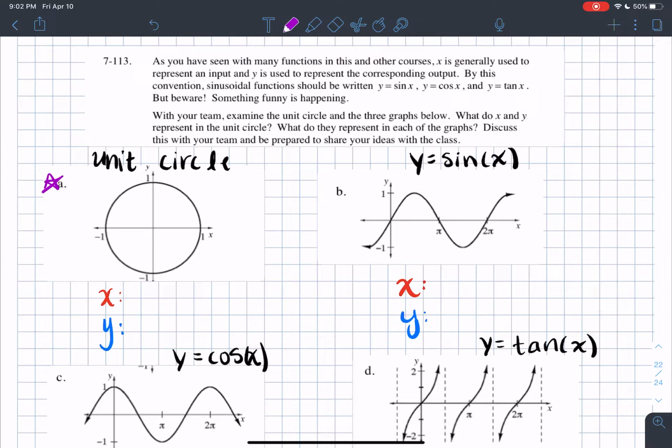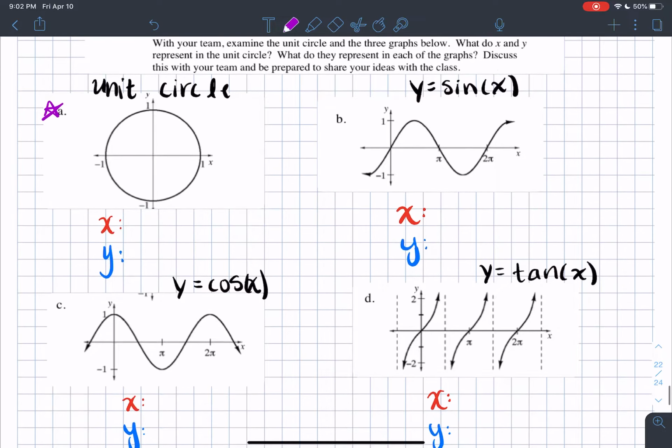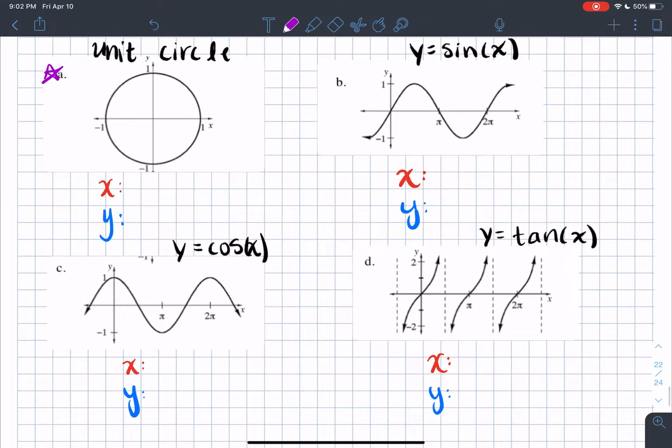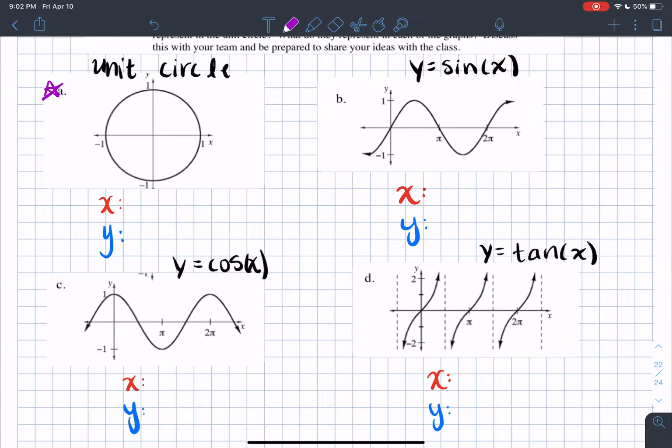Then we're going to do the same thing for sine x, cosine x, and tangent x in parts B, C, and D. So go ahead and below each graph, or in your notes you would just label A, B, C, and D, write down the unit circle or the equation of the graph and what x and y mean. Go ahead and pause the video now to work on this problem.